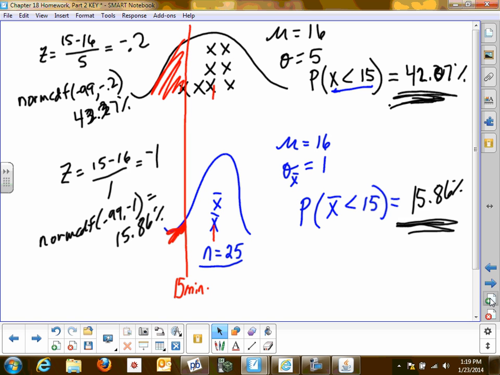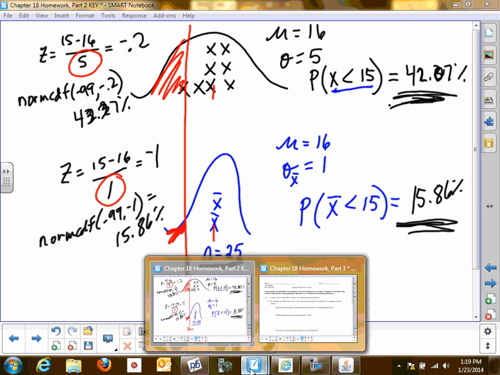The standard deviation. Correct. Here it was 5, and here it is 1. So that's the thing that creates the difference in these pictures. Okay, very good. Now, let's go to this homework.